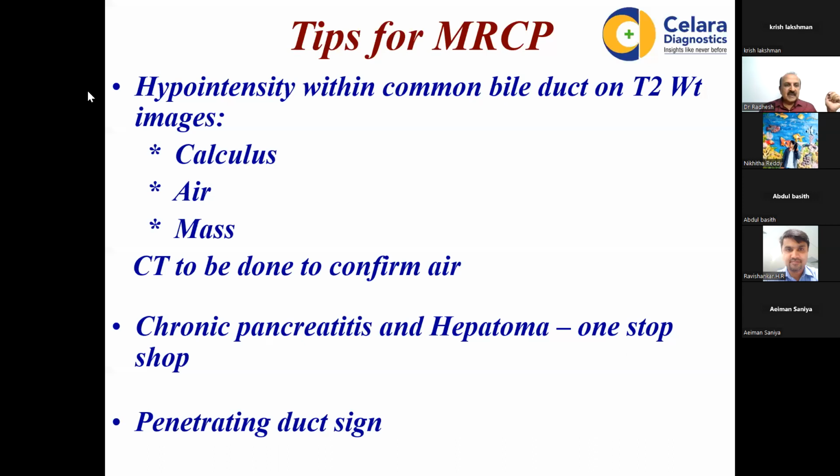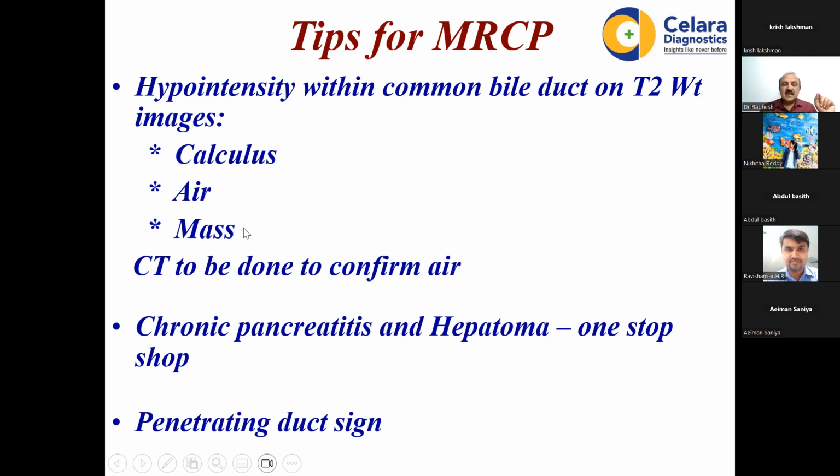So the last two slides, just to conclude, what are the tips for MRCP? Whenever you look at the images, let it be a T1 or a T2 weighted image, the moment you see a black area or a hypointensity within the CBD, it is not always a calculus. It could be air or it could be a mass. So do a CT to confirm air.